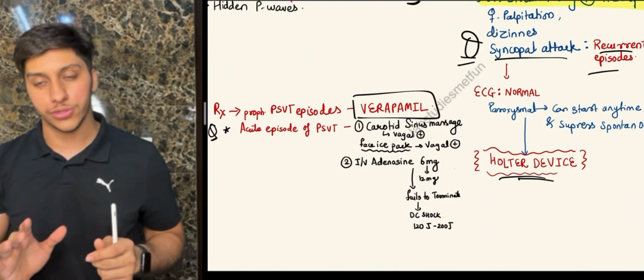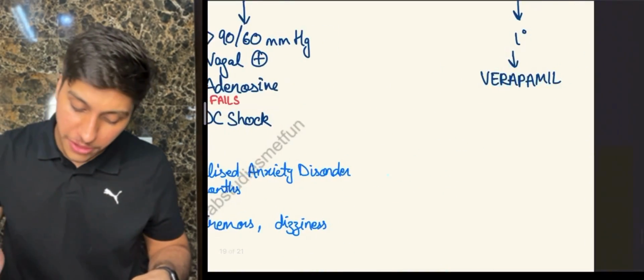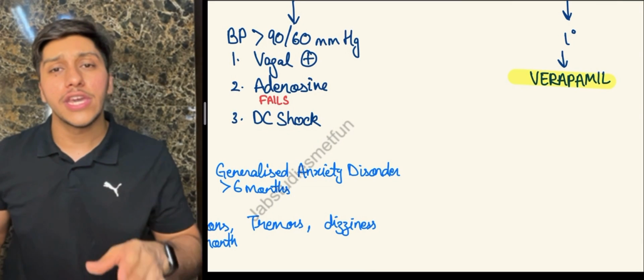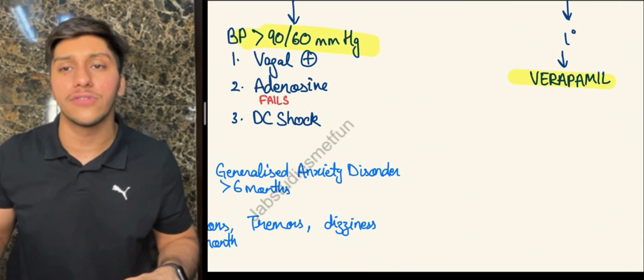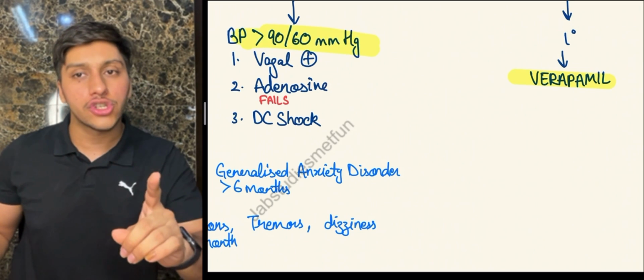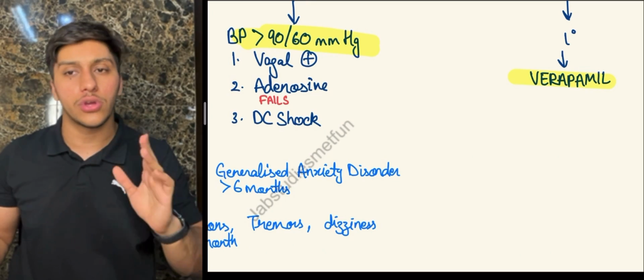Okay. Talking about the management, guys, if you talk about the prophylaxis, you're going to give verapamil. If the BP is somewhat stable, more than 90 over 60, anything more than 90 over 60, what you have to do? Vagal stimulation, which will be carotid massage, ice pack, adenosine. If even adenosine fails, you give DC shock.